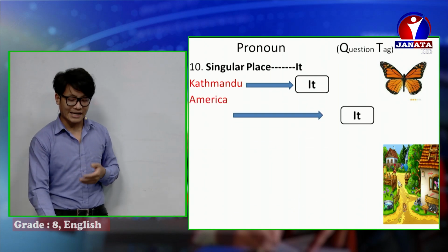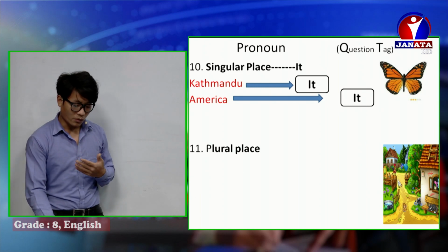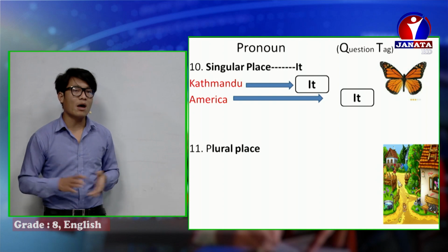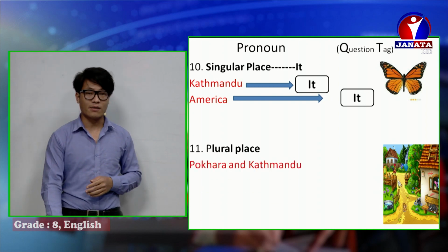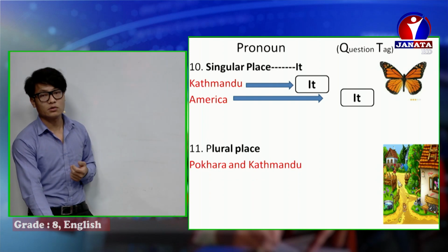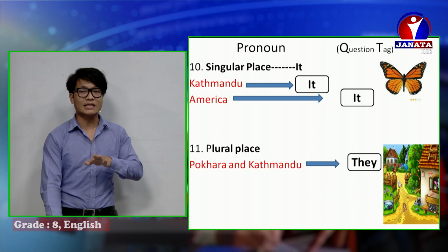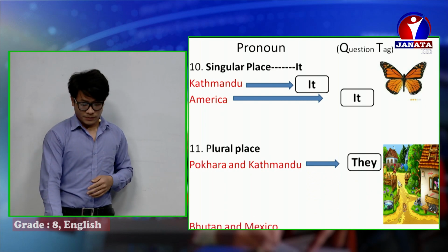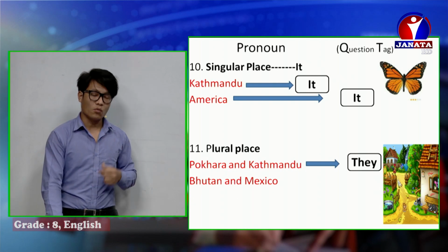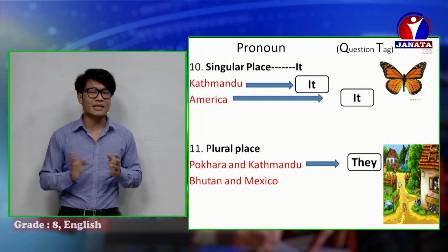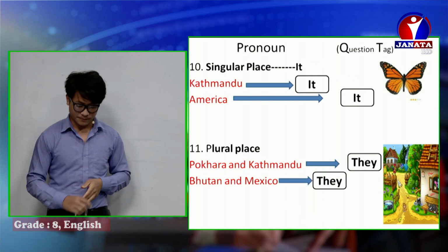America, we use "it" as the pronoun. Plural place: when there is more than one name of a place, we use "they" as the pronoun, like Pokhara and Kathmandu. Here are two names of places, so we use "they" as the pronoun. Bhutan and Mexico, here are two names of places. One is Bhutan and the next is Mexico. That's why we use "they" as the pronoun.